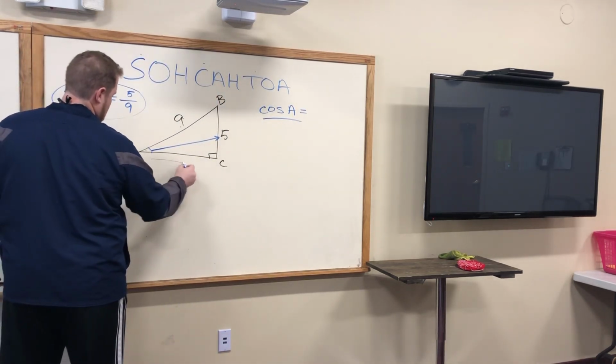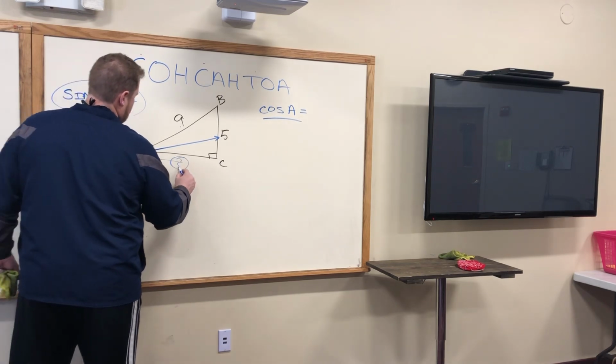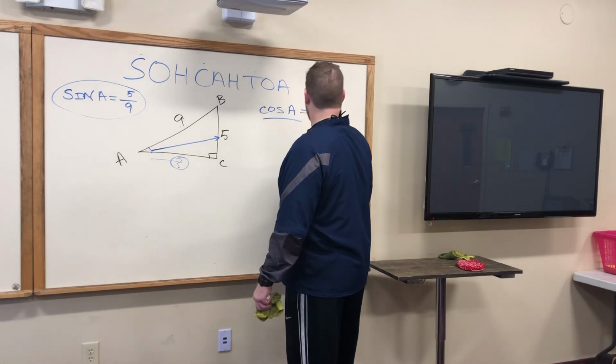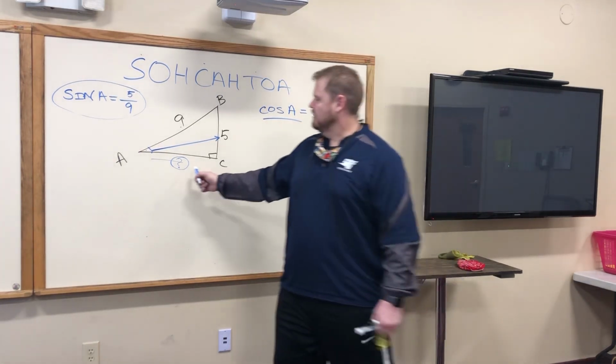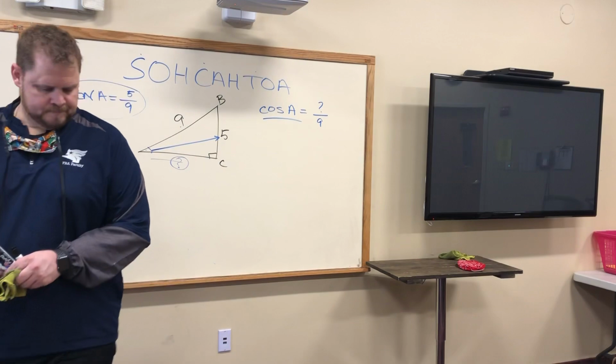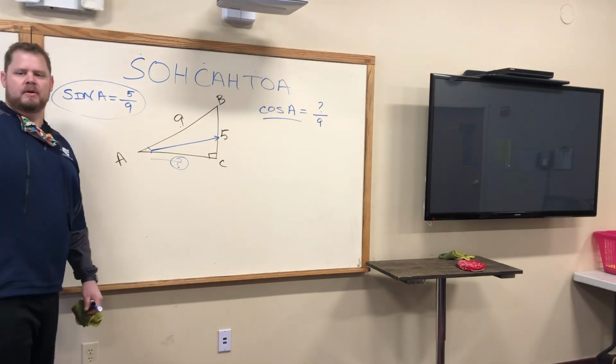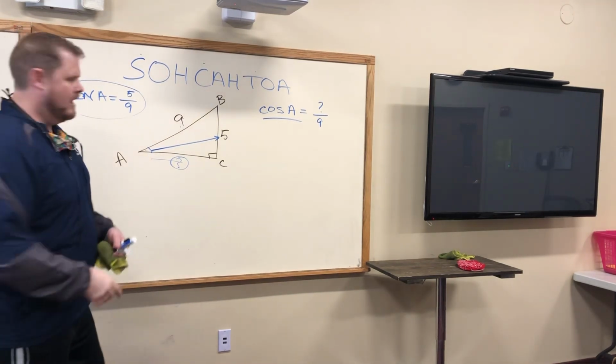Adjacent. Does anybody see a problem? Adjacent, which we don't know, over the hypotenuse. So how can we find this leg? Good. Pythagorean theorem. Well done, John. John, nice job. I'm going to give you a bonus point for that. Getting the answer right without even being called on.